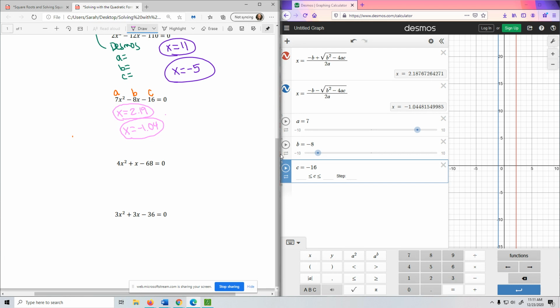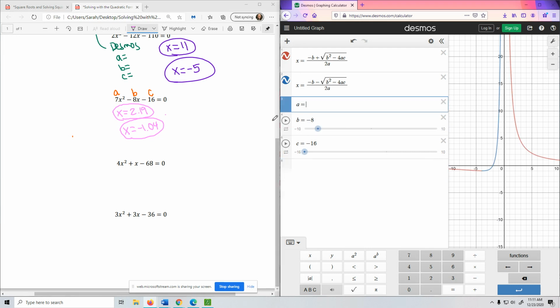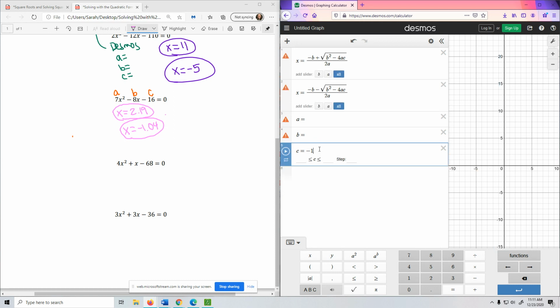Cool. Let's try another one. So I'm going to do a new problem. I'm going to undo my numbers for A, B, and C. I'll type in new ones when I know what they are.